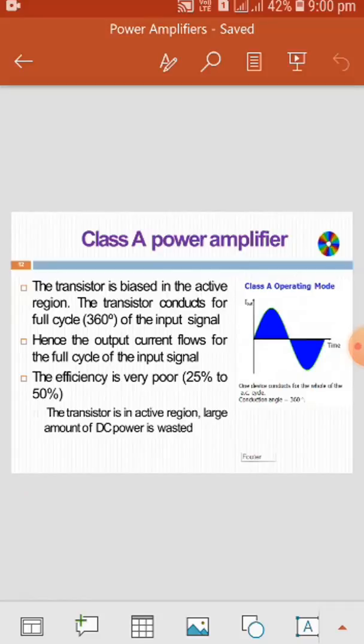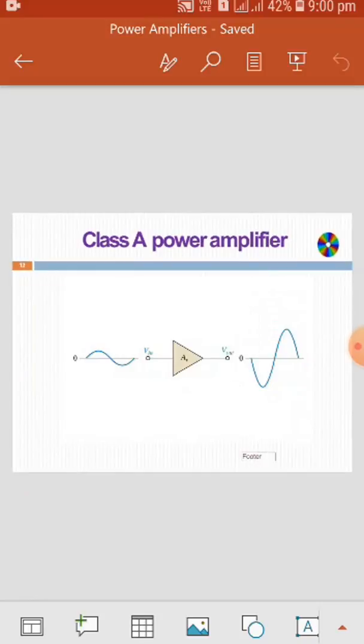Before that, we will see the schematic representation of the class A amplifier. As I have said, it is a voltage amplifier, input is V in and output is V out. The voltage amplifier has a gain of AV. As in this diagram, the input signal contains one full 0 to 360 degree cycle, and at the output it is an amplified version of the input signal, and we are getting output for the full 360 degrees.